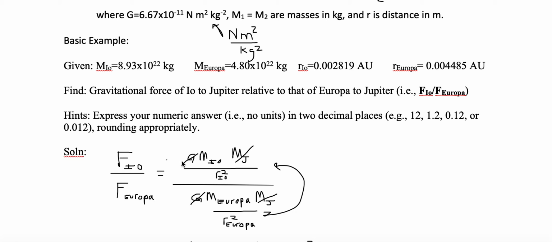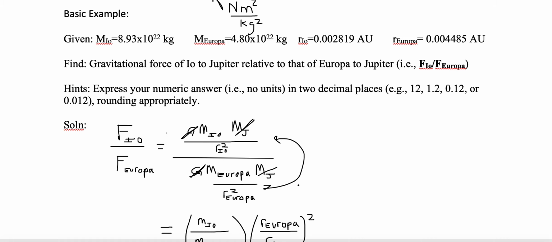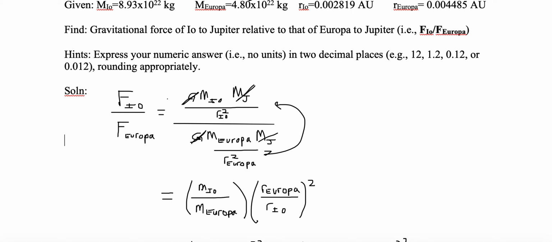Now we need to eliminate like variables. As we already noticed, G is common, so we eliminate G. And the mass of Jupiter is common in both the top and the bottom, and therefore we eliminate them. What's left is the mass of Io divided by the mass of Europa. So we carry that down. The radius of Io squared is in the denominator, so we put the radius of Io in the denominator, and the radius of Europa kicks to the top. Both of these are squared.